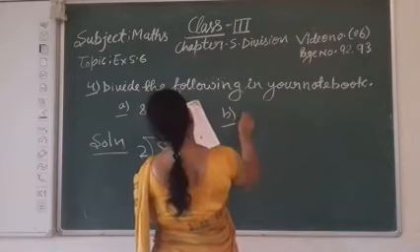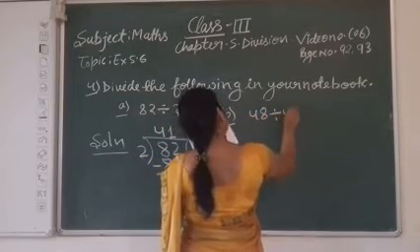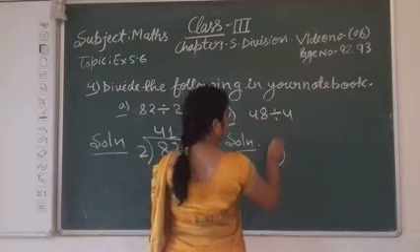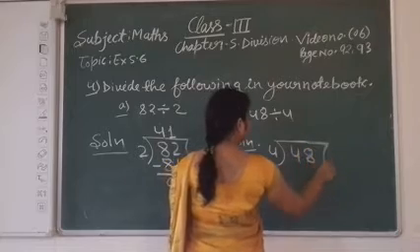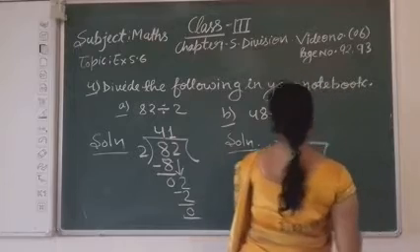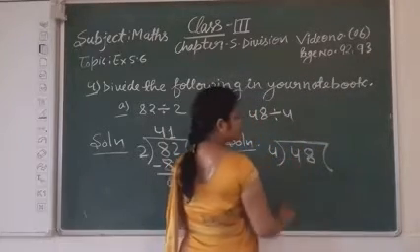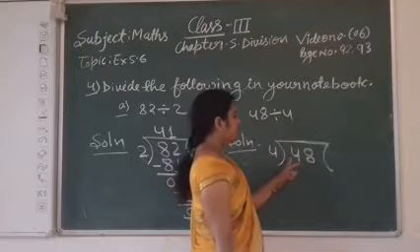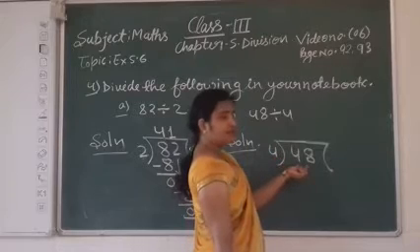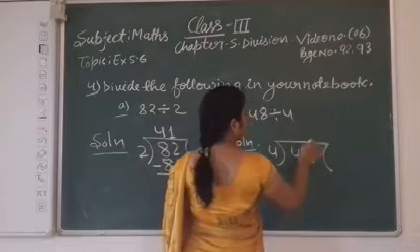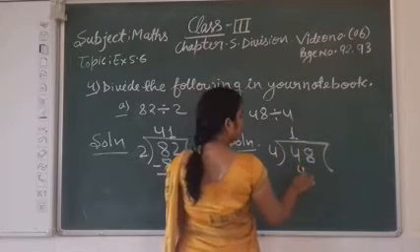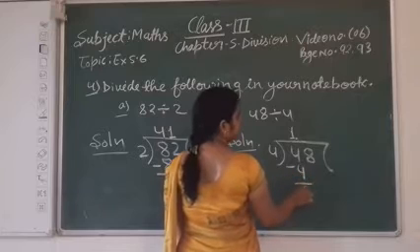B is 48 divided by 4. Write this solution in long form. Now first you divide the first digit 4 by 4. You know how many times does 4 go into 4? One time, because we know that 4 ones are 4. Write 4 under 4. This is 0.